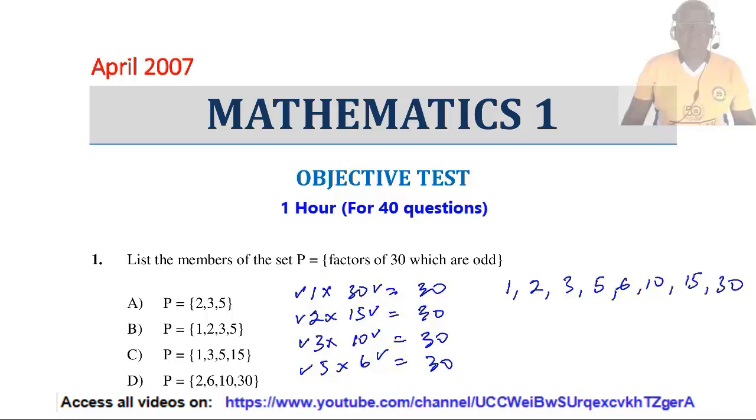So the set P, which is factors of 30 which are odd, will be 1, 3, 5, 15. And this is equivalent to the set in C. So the answer is C.